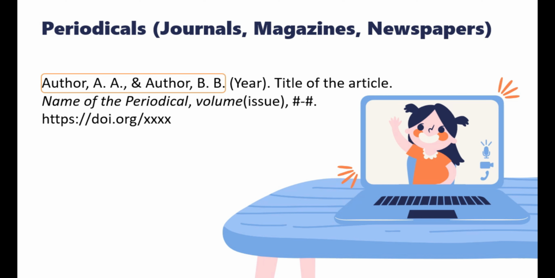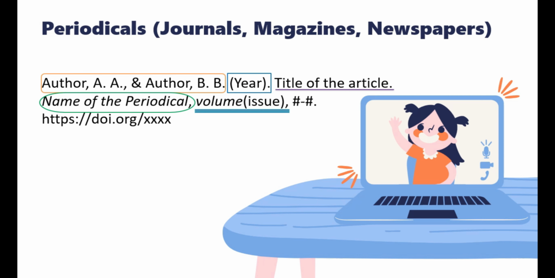And put the publishing year in parentheses, and do not forget to put a period after the closing parentheses. If in a book the title is italicized, in periodical sources it is not. Next, you have to capitalize each important term in the periodical's name. The periodical's name should be italicized and you have to end it with a comma.